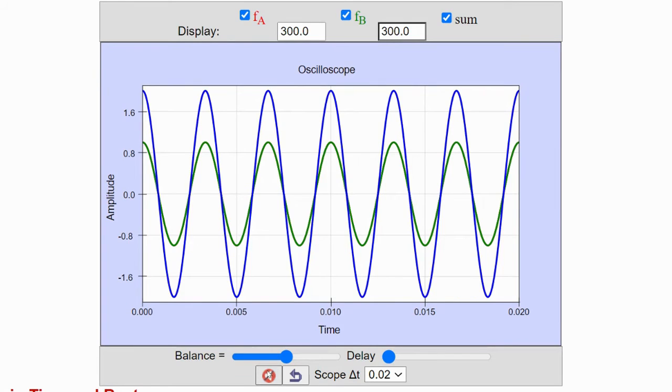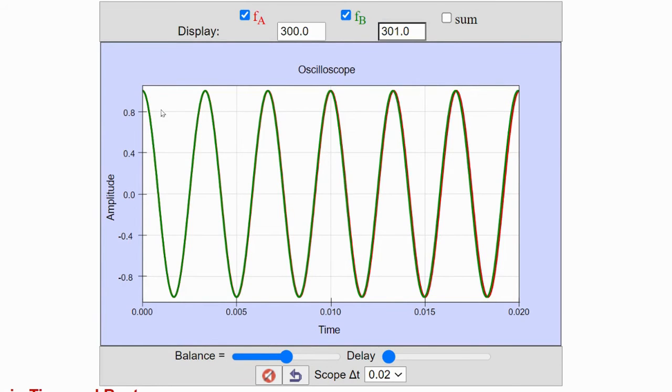Now, beating is the idea of when you have two waves and they have slightly different frequencies. We're going to have an interference pattern. So I'm going to change this to 301. I should have a beat frequency of 1 hertz, meaning 1 time per second, I should see constructive and destructive interference. If I look at just my two waves individually, here's my wave A by itself. And then if I add on wave B, we can see they're not on top of each other anymore. There's a slight delay as we get further and further away.